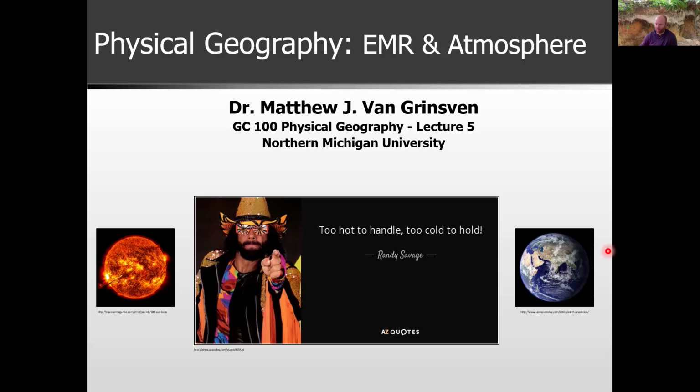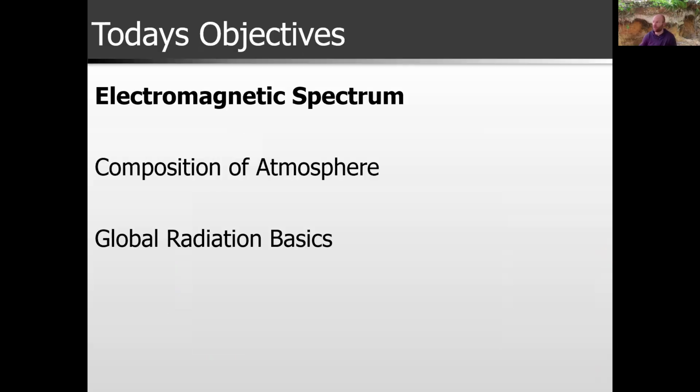All right, today we're going to continue our journey from Earth-Sun geometry and use that to better understand electromagnetic radiation in our atmosphere. We're going to begin looking at the electromagnetic spectrum and use that to think critically about our atmosphere before turning our attention to global radiation, which leads us into some of our next lecture topics.